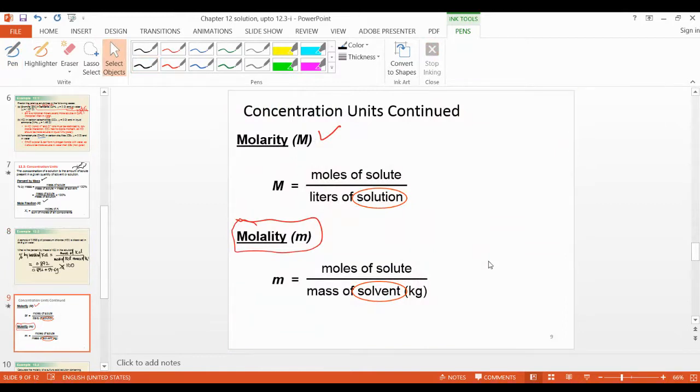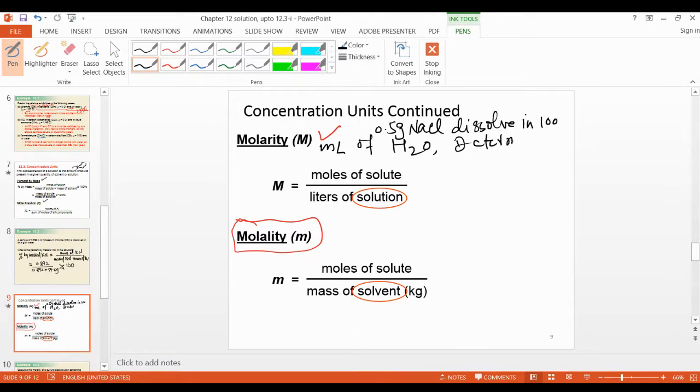Molarity. Molarity, you know, is moles of the solute divided by liters of the solution. Suppose 0.5 gram of NaCl is dissolved in 100 milliliter of water, determine its molarity. So what is the answer, please?